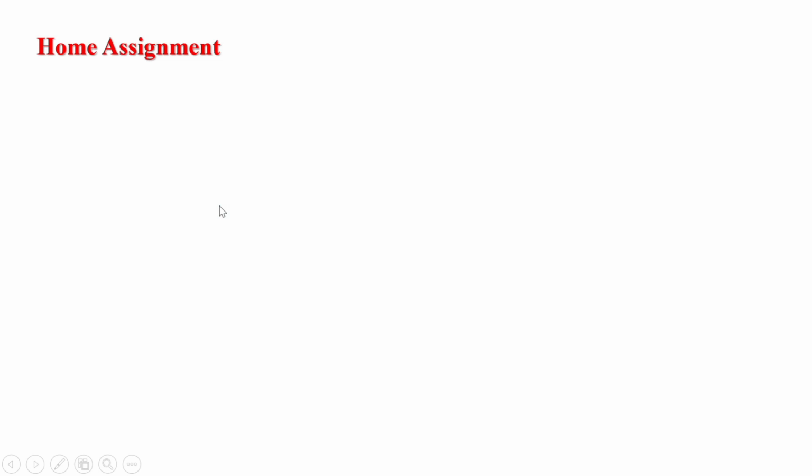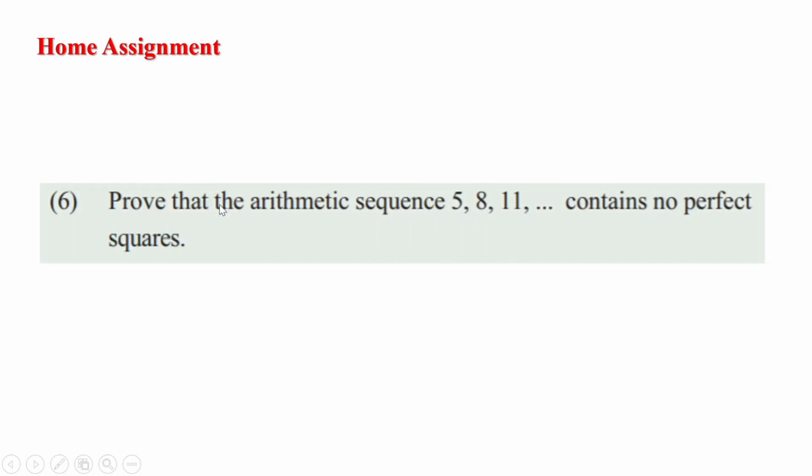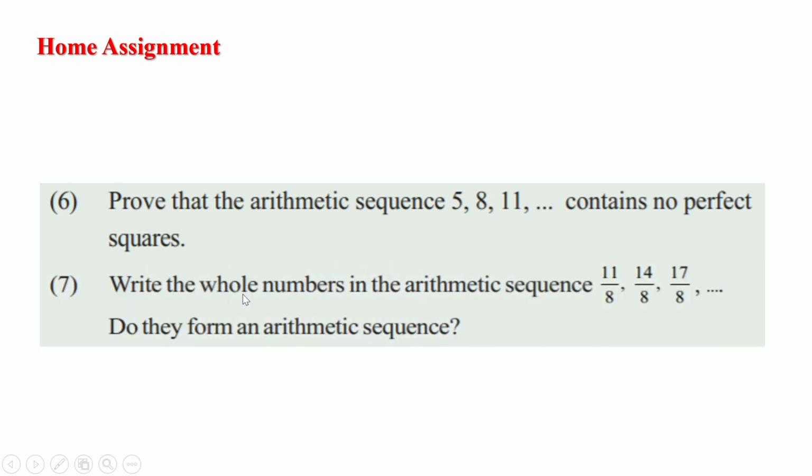Now you have two assignments. The first one, the sixth question from page number 25: prove that the arithmetic sequence 5, 8, 11 contains no perfect squares. And next is the 7th from the same page: write the whole numbers in the arithmetic sequence 11 by 8, 14 by 8, 17 by 8, etc. Do they form an arithmetic sequence?